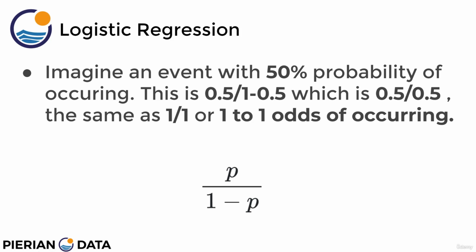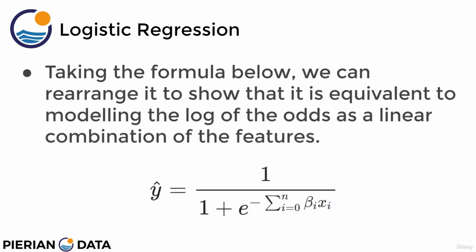The odds are 1 to 1. Now that we understand odds, again, that's the probability of an event occurring over the probability of an event not occurring, 1 minus p, I can actually take the logistic regression formula shown here below, and we can rearrange it to show that it's equivalent to modeling the log of the odds as a linear combination of the features.